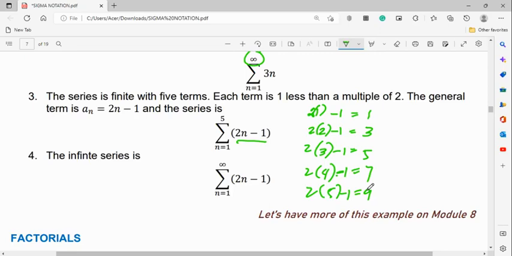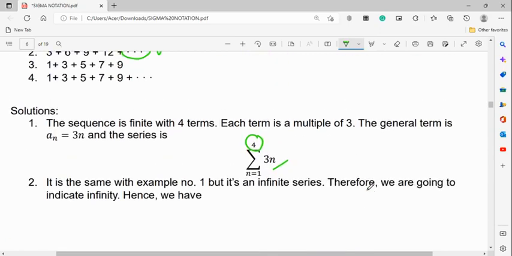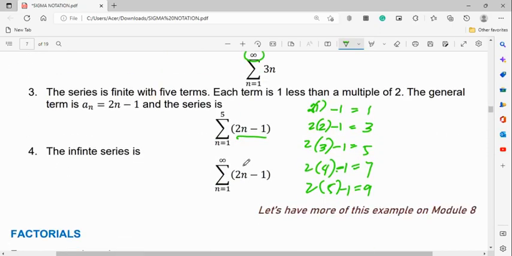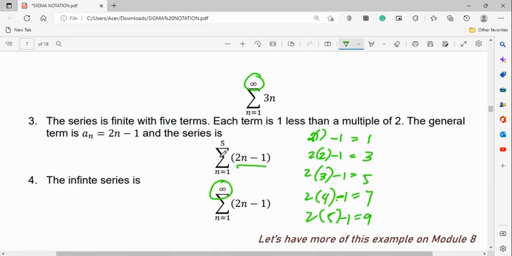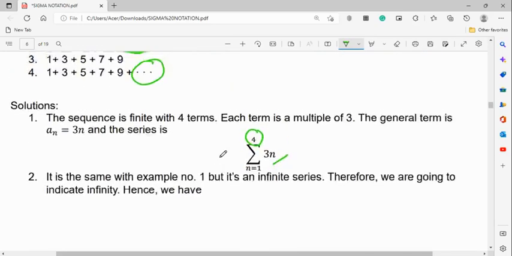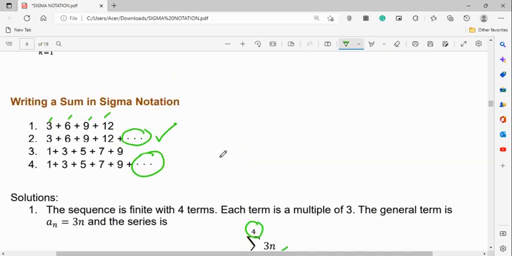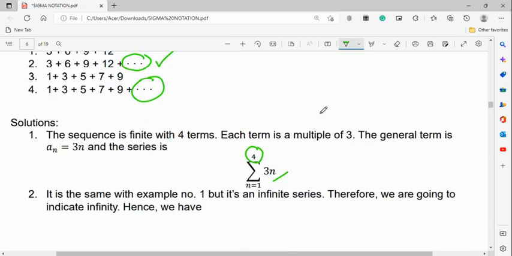Okay? Pero kapag nagkaroon siya ng ellipsis, here, you see here ellipsis now, it's time for us to place infinity. So we place infinity if we have infinite number of terms. Well, we see that's a symbol for and so on, or ellipsis, may infinity. Pag wala yan, ibig sabihin, alam natin, may ending. Okay?